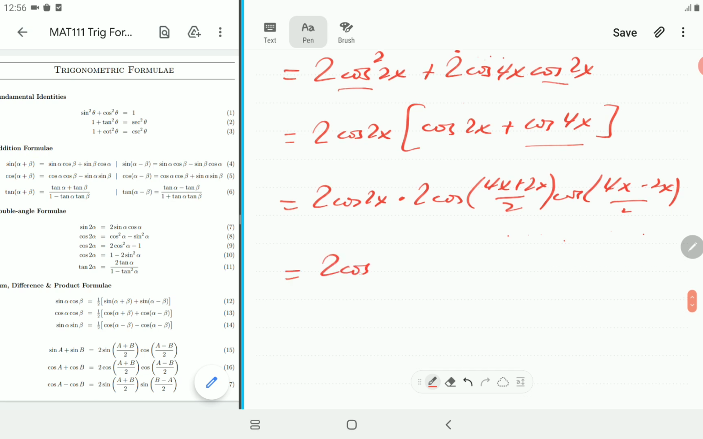So it's going to be 2 cosine 2x times 2. This is going to be 6 over 2, which is 3, so it's going to be cosine 3x. It's going to be 2 over 2, so it's going to be cosine x. So finally we've got 4 cosine x, cosine 2x, and cosine 3x. Okay.